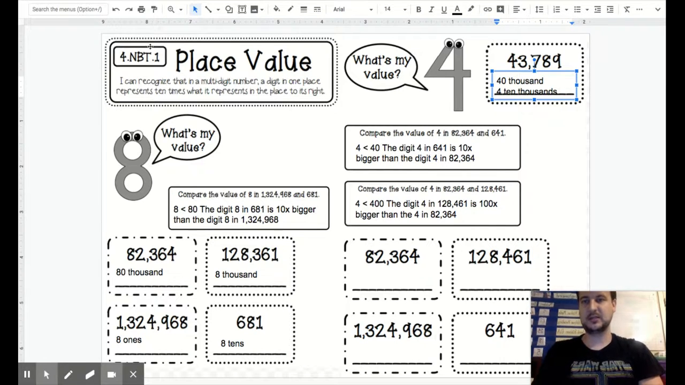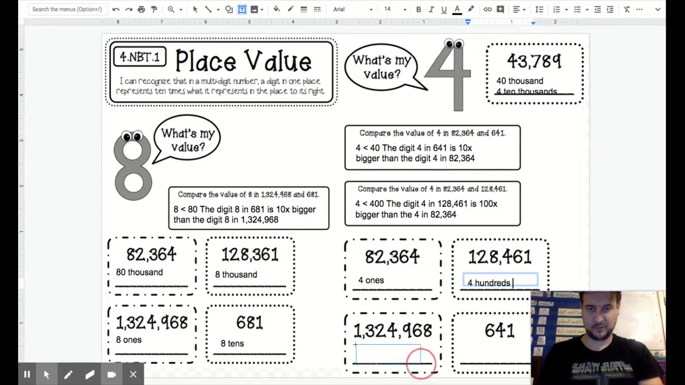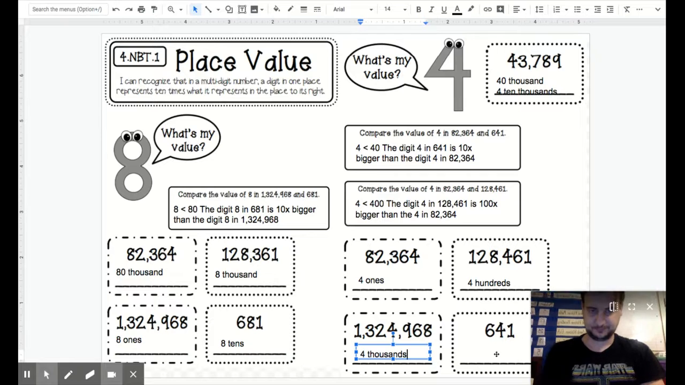All right, so then right here, we're looking for the 4 ones. There's 4 in the hundreds place, 4 hundreds. Again, we got 4 in the thousands place, 4,000. And then we've got 4 in the tens place.